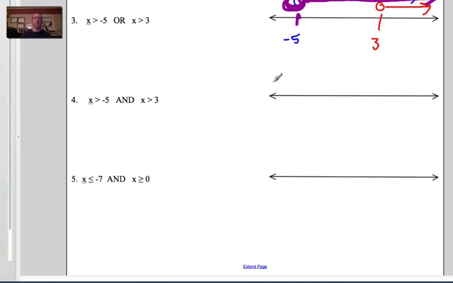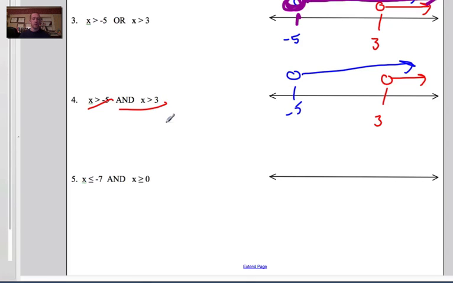Now if we need both of those to be true, so x greater than negative 5 and x greater than positive 3, since it says this and this is true at the same time, then the only place where they're both true is where they overlap. So it would be from here on, right? Only where they're both occurring is true.